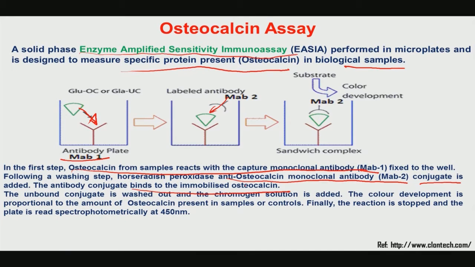So, first you have to immobilize osteocalcin, and then you add this MAB2, and then the unbound conjugate is washed out during the assay. Then a specific solution is added, and the color development is proportional to the amount of osteocalcin present in the samples and the controls. It is then determined spectrophotometrically at 450 nanometer.